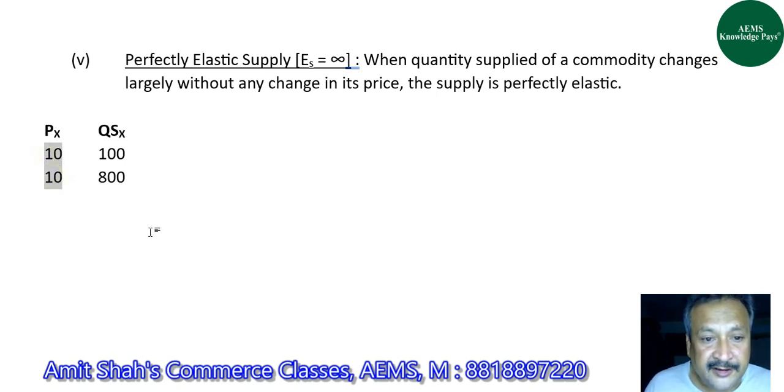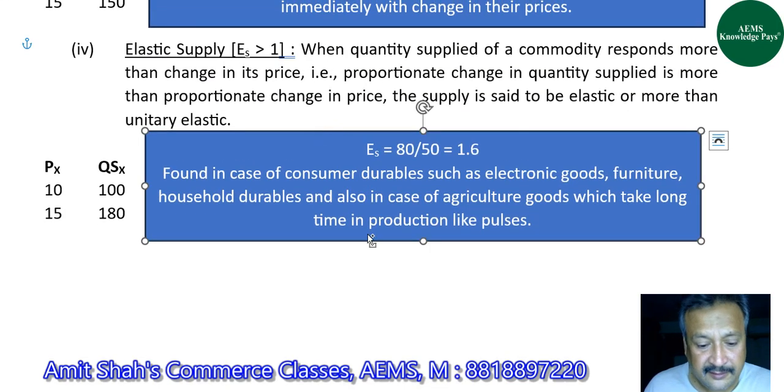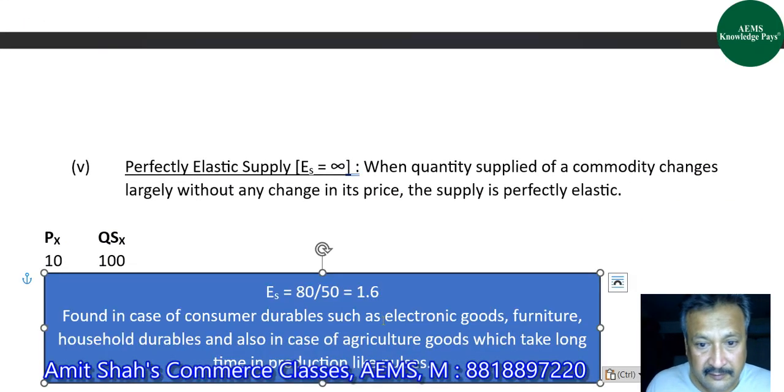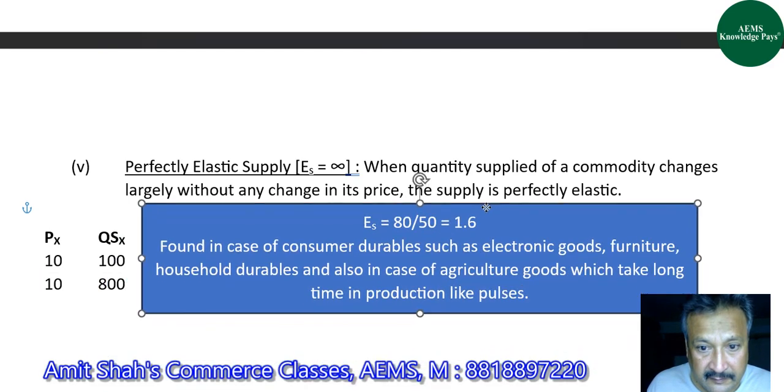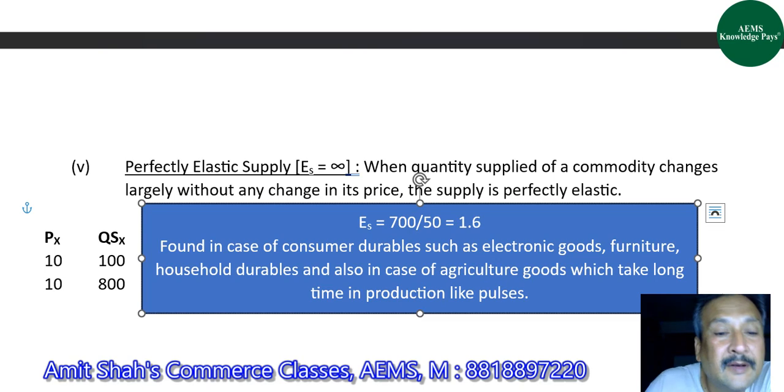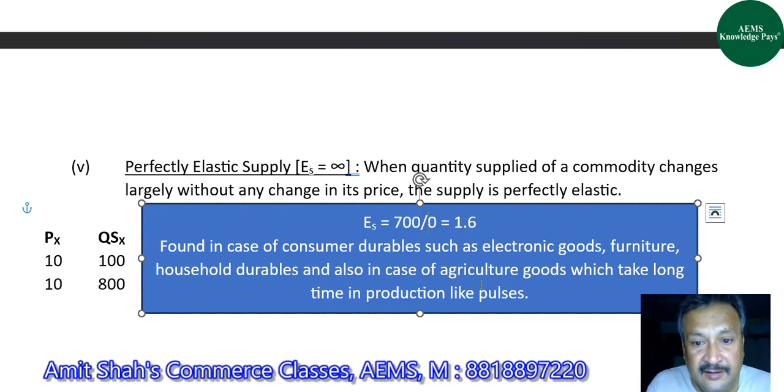Here there is no change in price, yet quantity supplied has changed largely, right? So ES here is, means percentage change in quantity supplied is 700%, whereas percentage change in price is 0. So here it is infinity. ES is infinity.